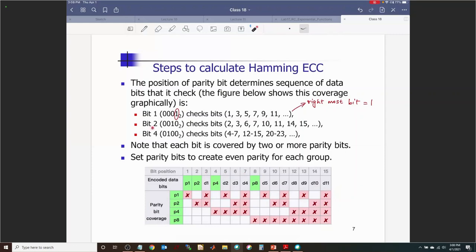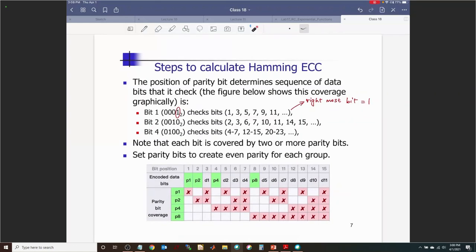And then bit 2 or P2 is going to check for 2, 3, 6, 7, 10, 11, and so on. Those are highlighted by crosses over here. What is so unique about those numbers? Well, the second to the rightmost bit is always 1 for those numbers. Second to the rightmost bit equals 1. And similarly, for 4, the third bit is going to be 1, for numbers 4, 5, 6, 7, 12, 13, 14, 15.